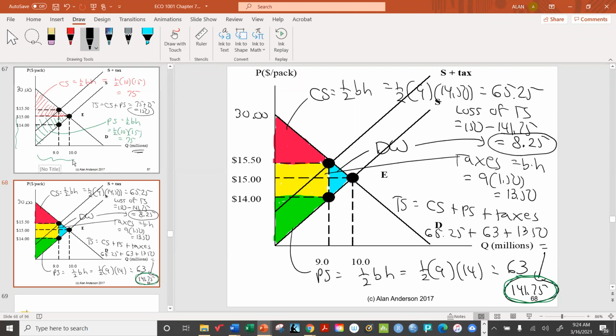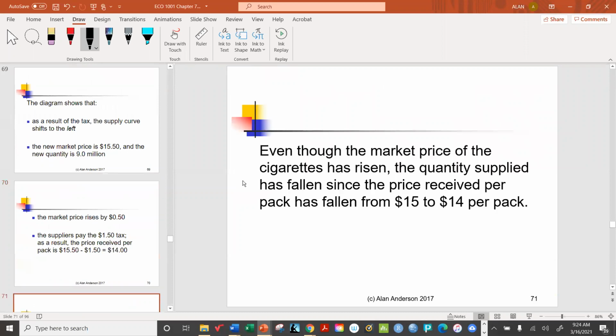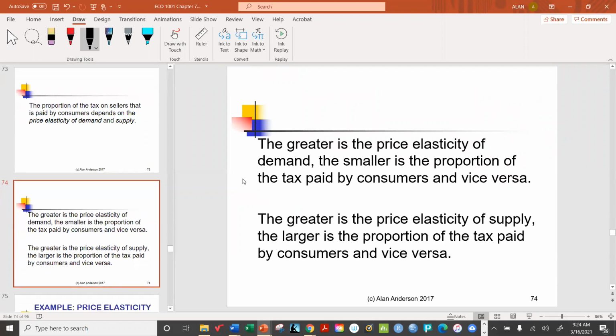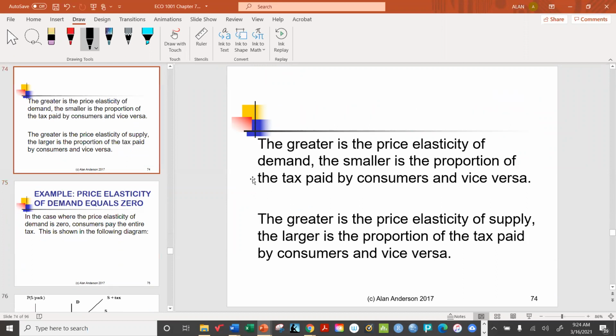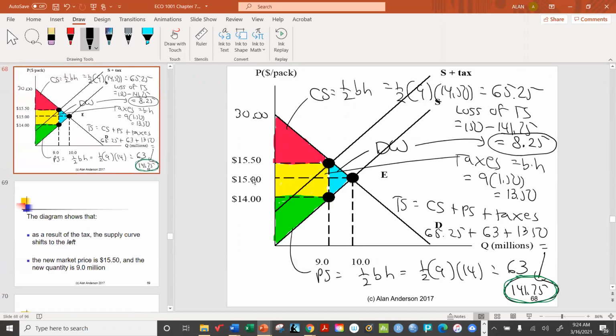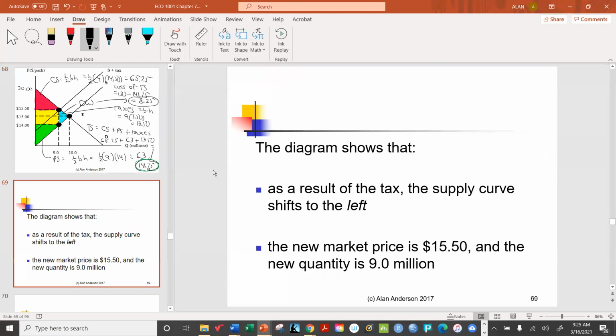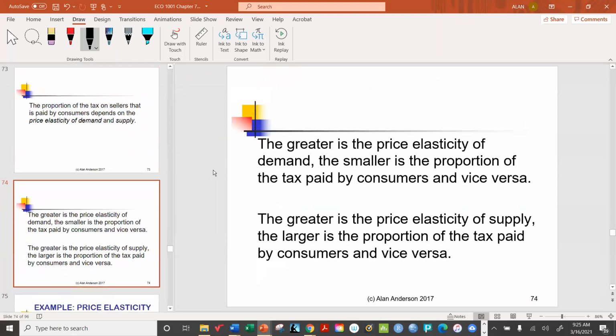Okay. All right, so let's jump ahead. And now let's consider what happens when the elasticities are different. In this case, it appears that the elasticities are more or less similar. If you notice, both sides lost a similar amount of total surplus. What happens if there's a significant difference between the elasticities of supply and demand? Then who pays the tax? All right, that's what we want to consider next.